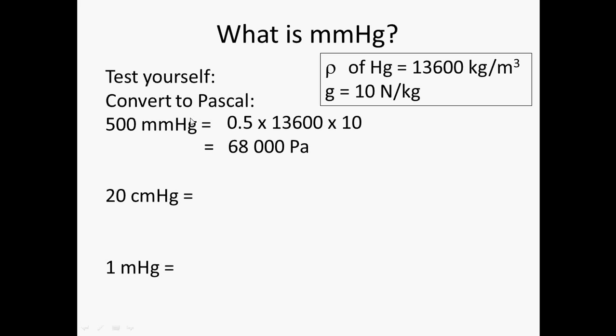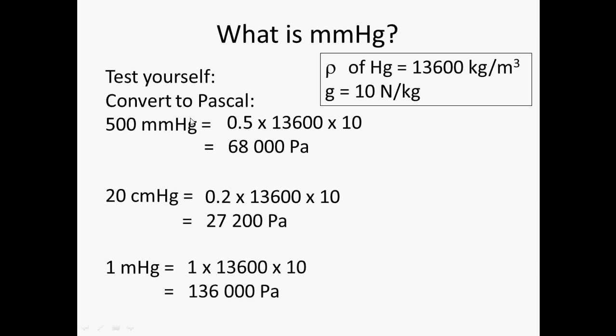Similarly, the second one is 27,200 Pascal, and the third one is 136,000 Pascal. And you realize that the mmHg conversion is not restricted to only millimeters, but you can also use centimeters and meters, because this is just an expression of the length. So you can use different units of length in this case, but the mercury is the same.